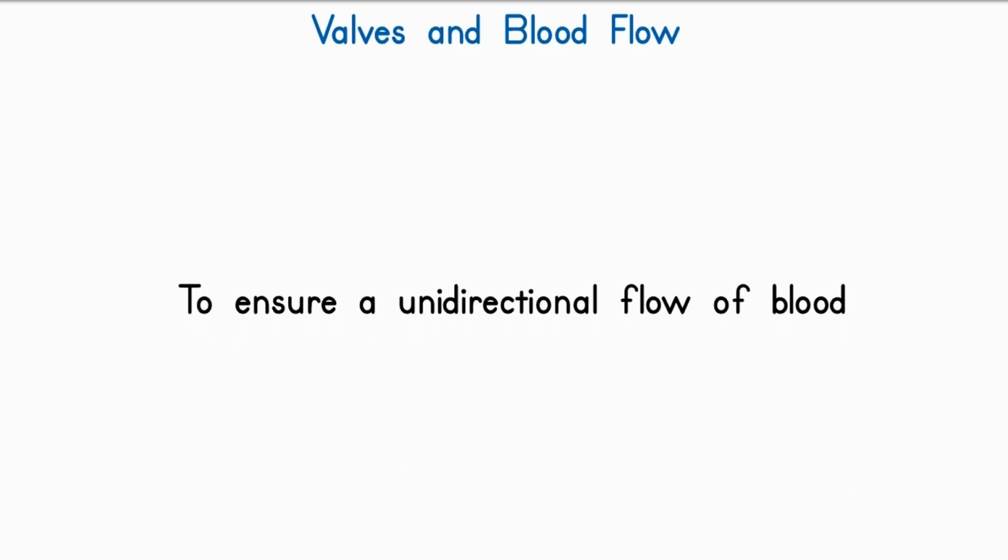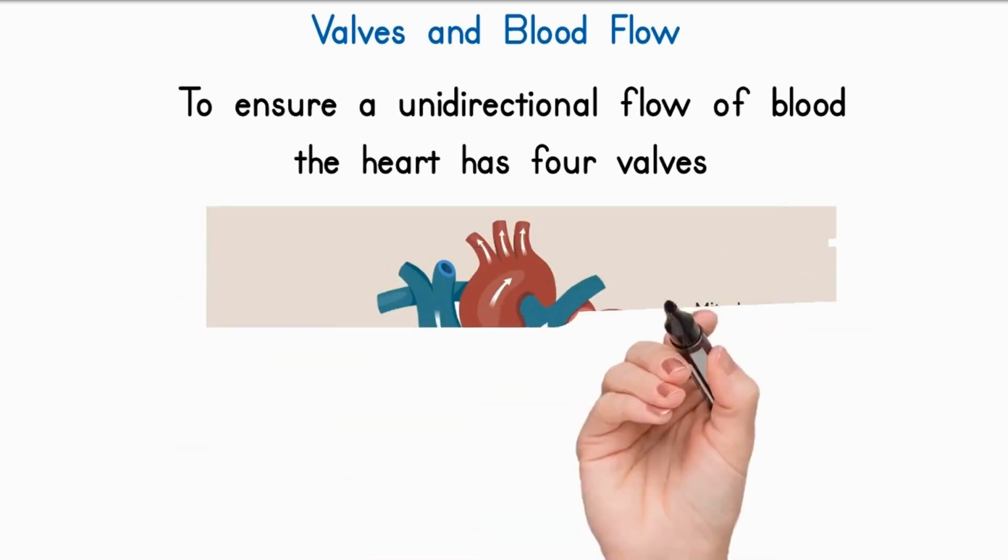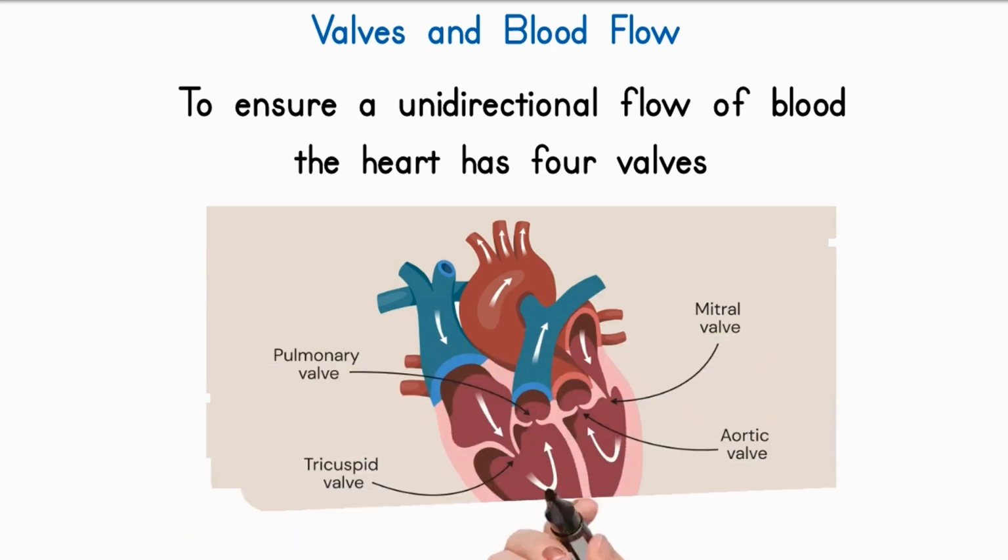Valves and blood flow. To ensure a unidirectional flow of blood, the heart has 4 valves. The tricuspid valve separates the right atrium from the right ventricle, while the bicuspid or mitral valve separates the left atrium from the left ventricle. These valves prevent the backflow of blood.